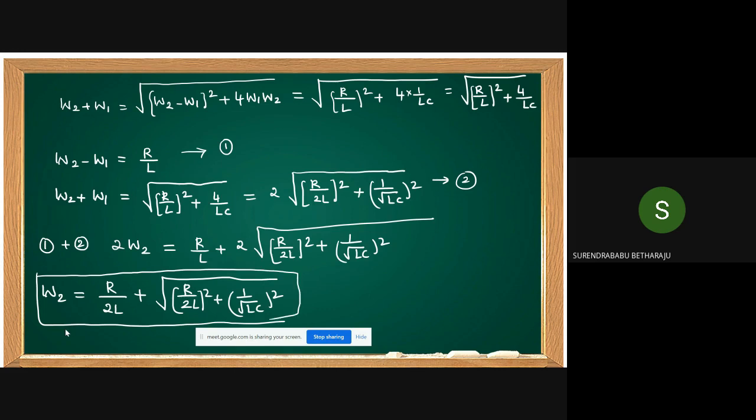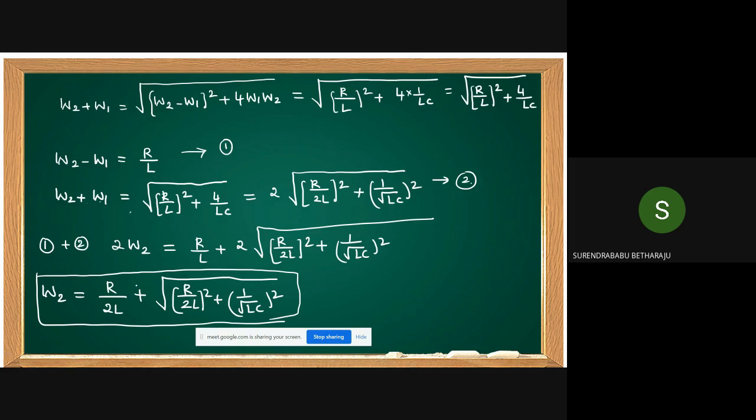If you want omega 1, what can you do? 1 plus 2 you calculated, we got omega 2. If you want omega 1, take 2 minus 1. This is 2, this is 1. 2 minus 1, you do, that is 2 omega 1 you can get. 2 omega 1 equal to, which one is 2? This one, 2 into square root of. Is it correct, sir? 2 minus 1 I am doing, omega 2 cancels, 2 omega 1 you can get.